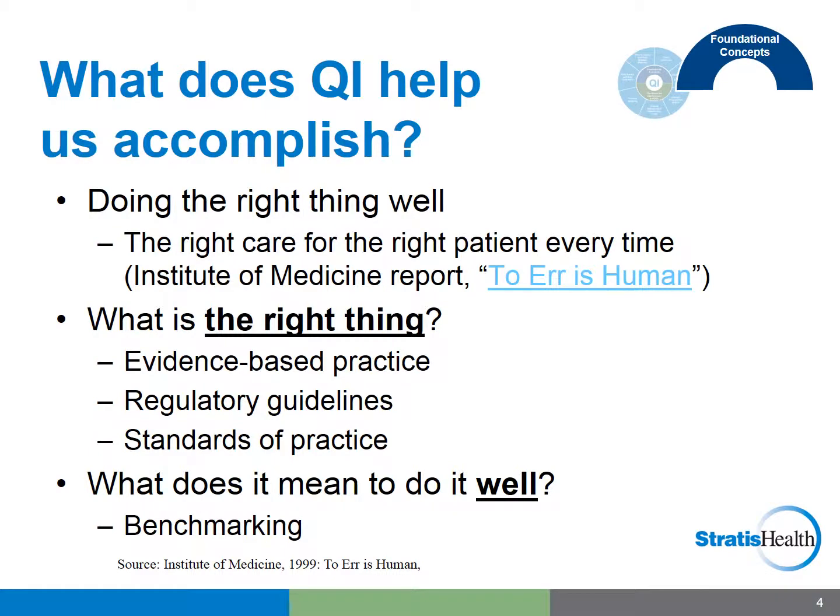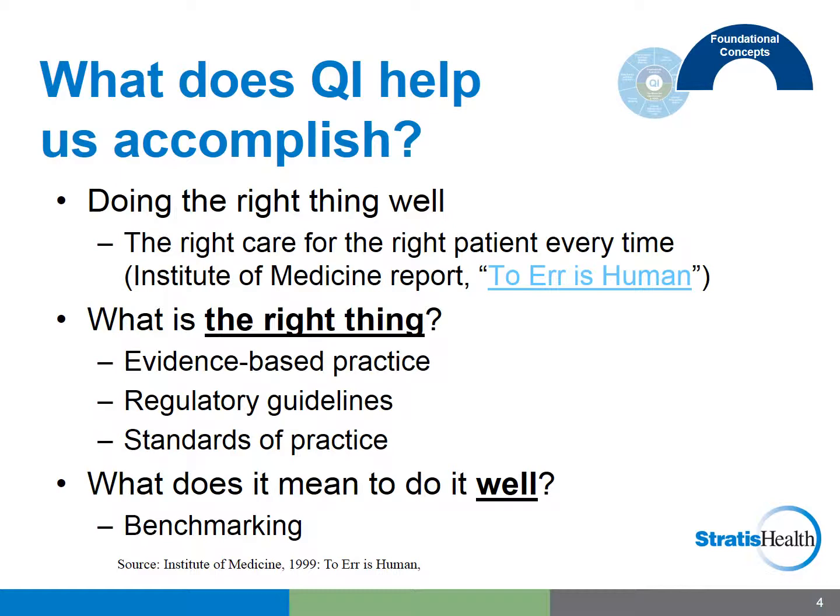In general, quality improvement helps us to achieve the goal of doing the right thing well, making sure the right care is provided to patients every time, which is a concept that was underscored in the 1999 To Err is Human report from the Institute of Medicine. The report provided a clarion call for the need to improve quality given the high number of avoidable errors that occur in our healthcare system.